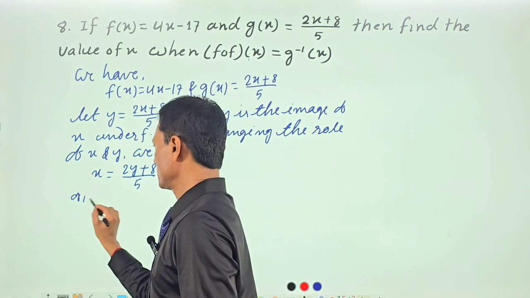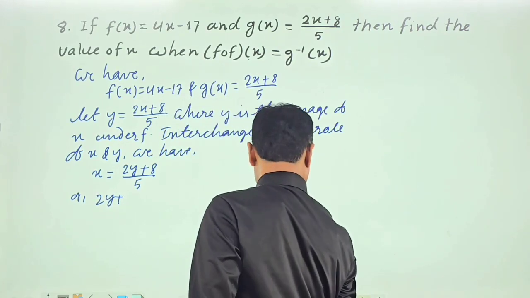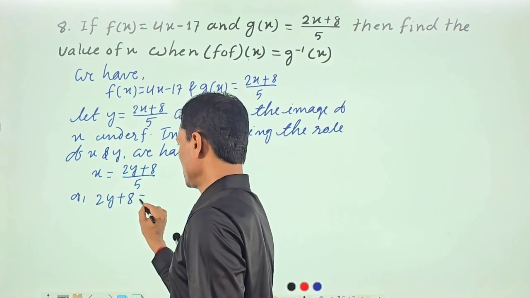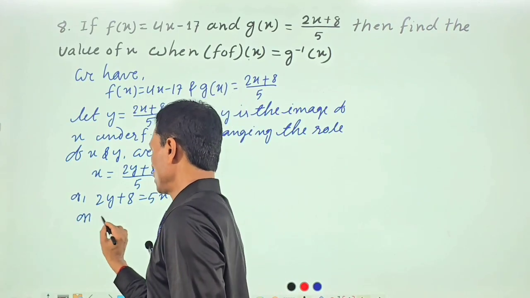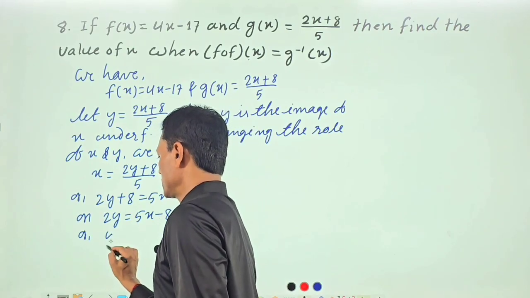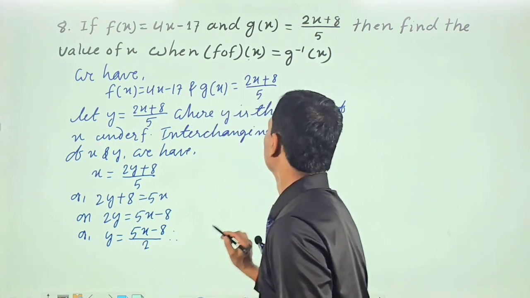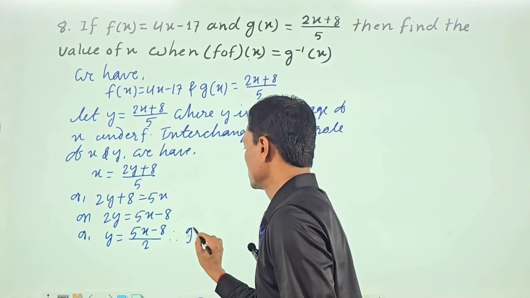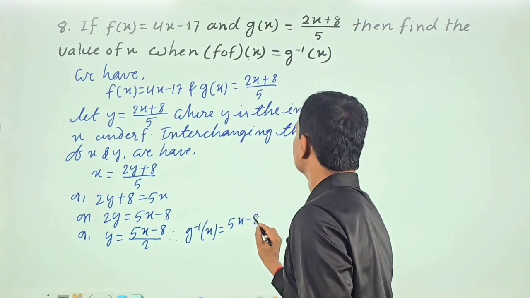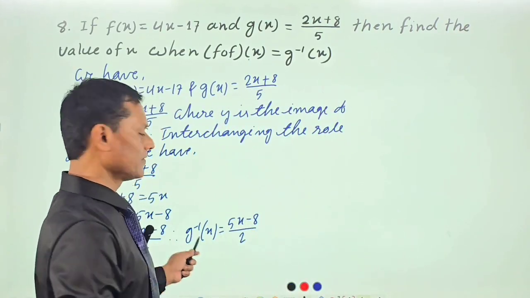It's cross multiplication. There's a 2y plus 8, 2y plus 8 equals 5x, or 2y equals 5x minus 8. That gives us y equals (5x minus 8) over 2. So therefore we have the value of g inverse x equals (5x minus 8) over 2, right? So we have recently found the value of g inverse x, isn't it?